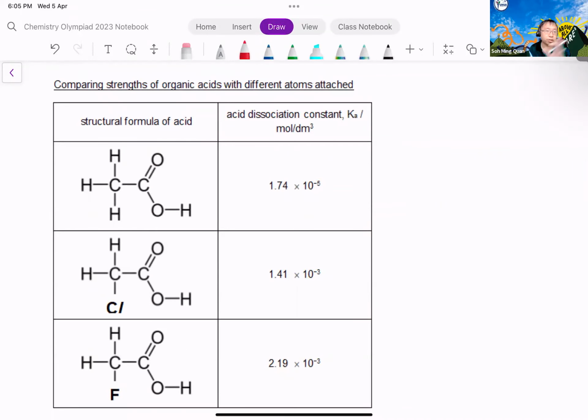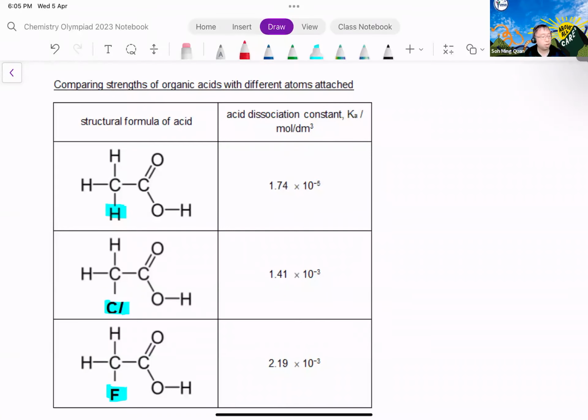Now let's compare the strength of organic acids with different atoms attached to them. So now the carbon atom is the same. We've got 2 carbon atoms for all of them. But let's look at what atoms are attached. So when you have H versus when you have Cl versus when you have F, how does the Ka change?